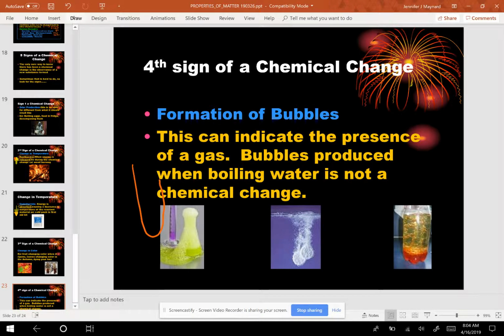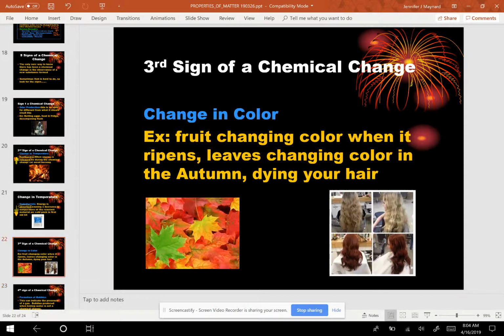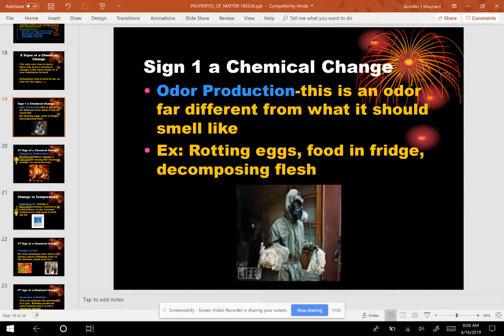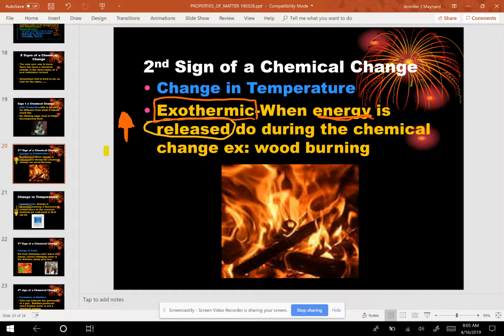Whoopsie. Okay. Where are we? So this is my lame test tube. Even Mrs. Maynard can do better than that. Okay, let's try this again. It's really hard to draw.